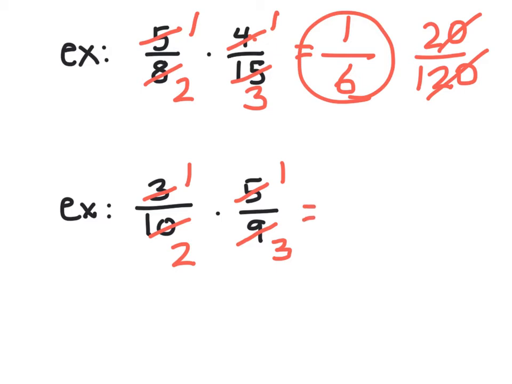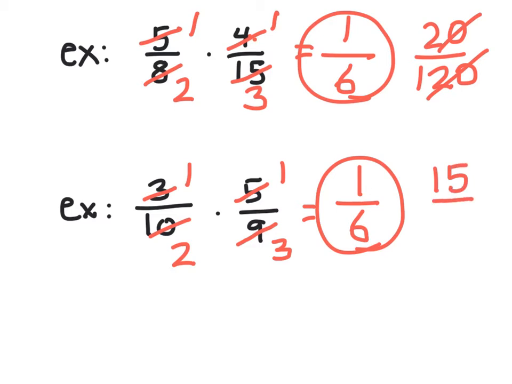So this ends up being the same answer we had before, just coincidentally. And you can see that if we didn't do that, if we multiplied the way they are, we would get 15 over 90, and then I'd have to start dividing out and reducing my fraction.